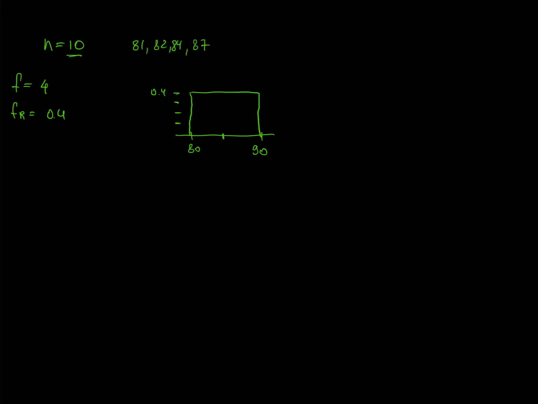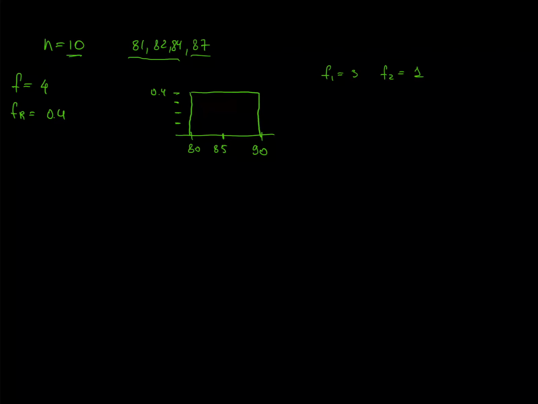So let's calculate the frequencies. f1 will be 3, right? Here we have 85, and we have exactly 3 values which are between 80 and 85. So that's 3. And f2 will be 1. You can see it here. Okay. So the relative frequencies will be 0.3 and 0.1.